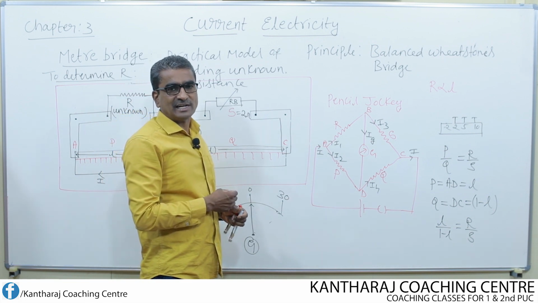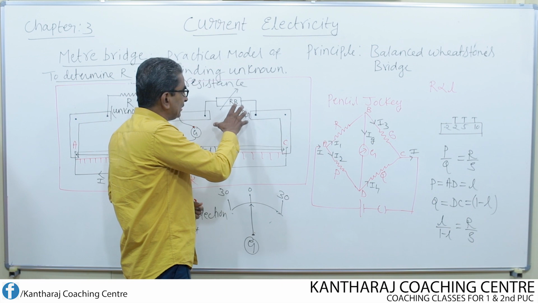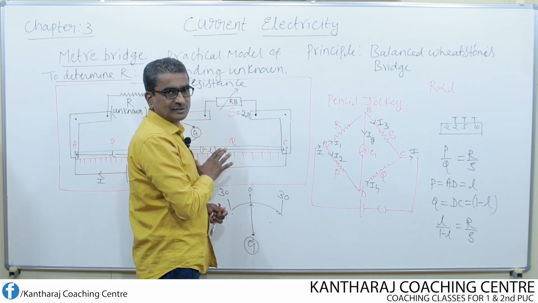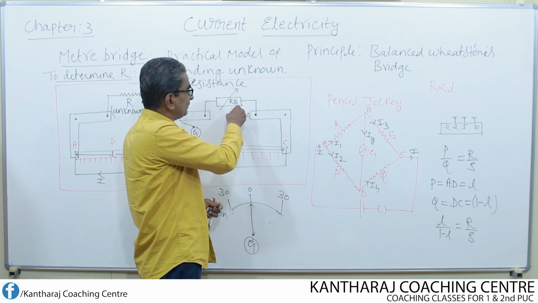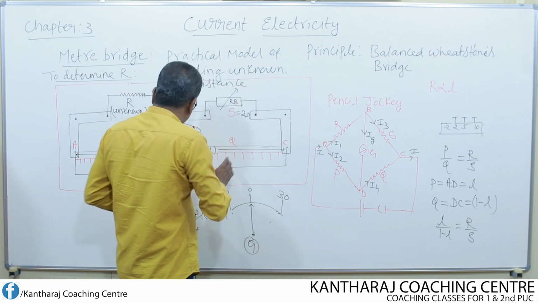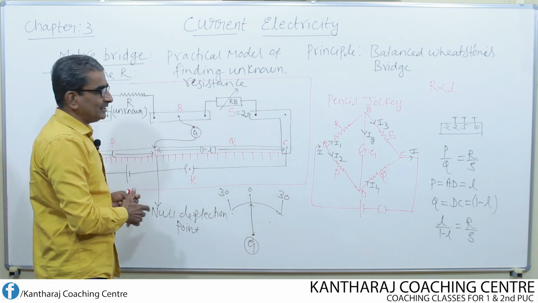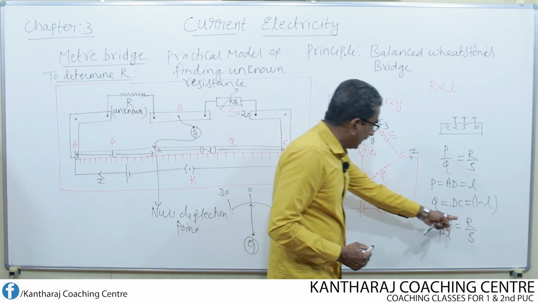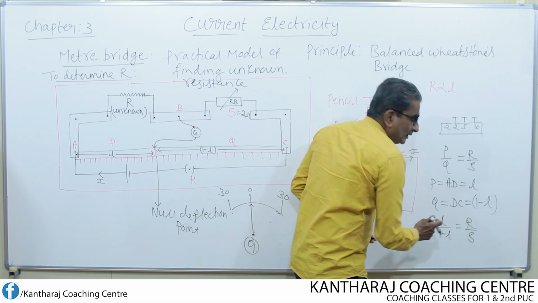Why does it act as a standard resistance? Because we are introducing a certain fixed resistance. We are not going to change the value of the resistance. Once we introduce some resistance, it remains fixed for one particular balancing length. Therefore, this acts as a standard resistance which is known. Which is the unknown resistance here? R is the unknown resistance.